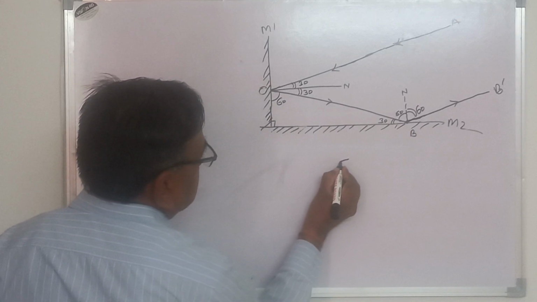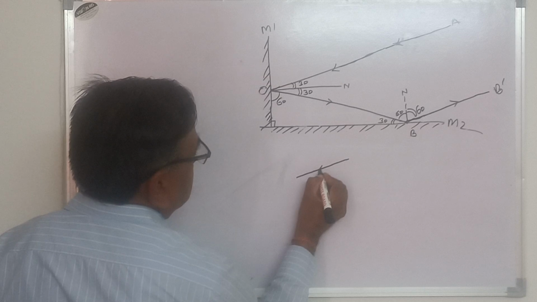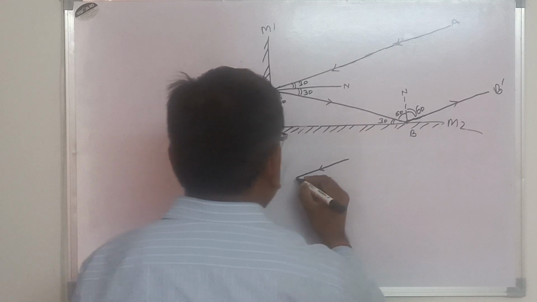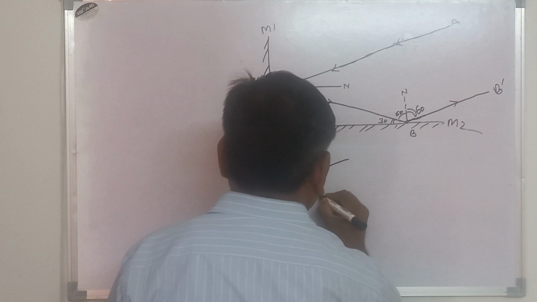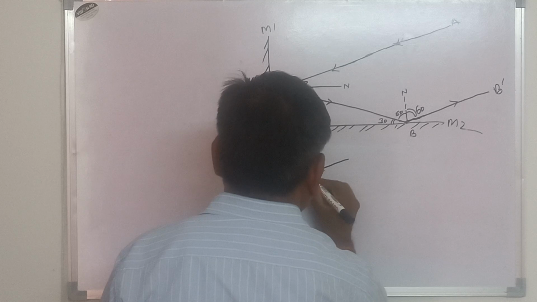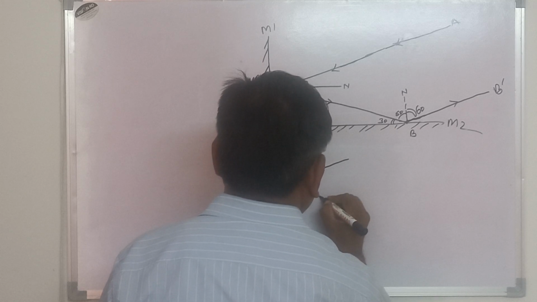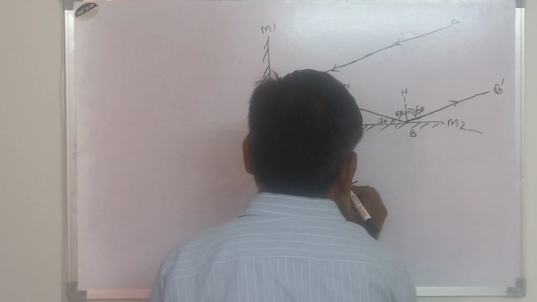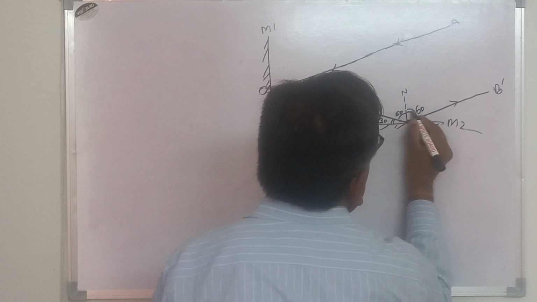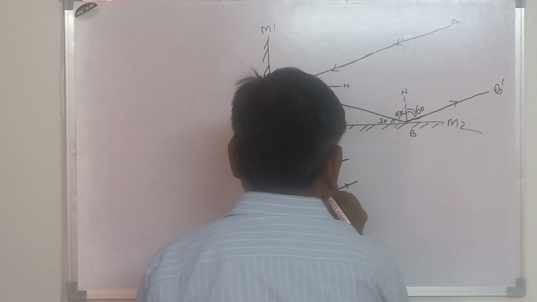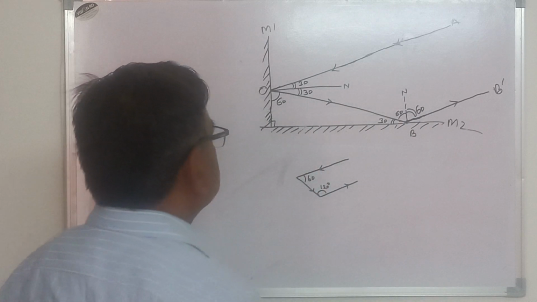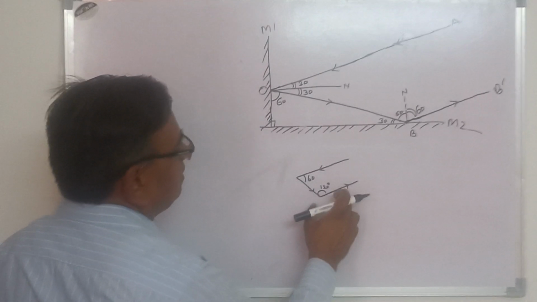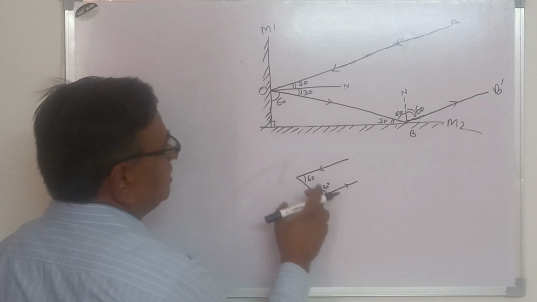This ray is coming, this turns 60 degree, this is reflected. Here this turns again, how much? 60, 120. What happens? This becomes parallel. Incident and final reflected ray become parallel.